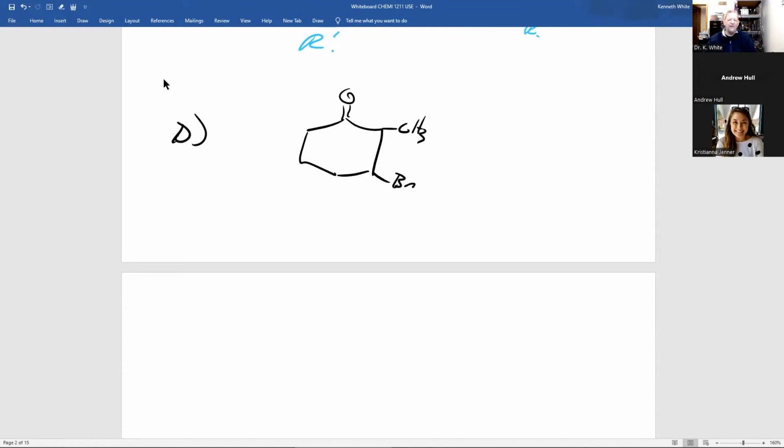And why don't you try one more? This is a little more complex. Remember, there are 4 bonds to carbon. So this carbon right here and this one here also have a hydrogen. I'll put it in. This is rare for me to do, but I'll do that. So circle all the chiral carbons in that molecule.